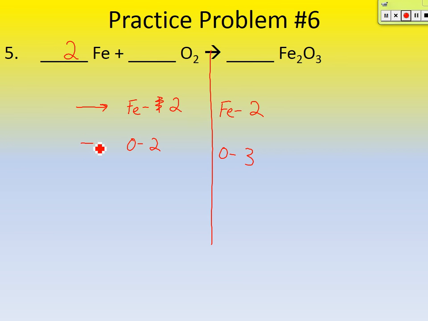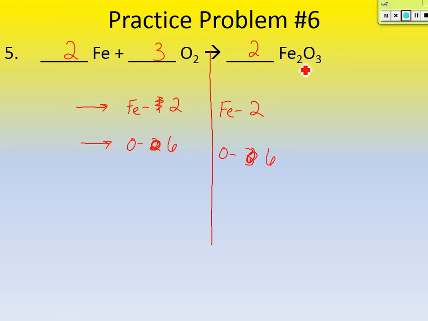Let's go to oxygens. Guys, are they balanced? No. 2 and 3 is not balanced. So what's, again, the lowest number that 2 and 3 will go into? 6. So let's try and get to 6 on the left side. How do I get to 6 here? If I put a 3, what's 3 times 2? That's 6. Now I need to get to 6 over here. What coefficient do I need right here in order to get to 6 oxygens? A 2, because 2 times 3 is 6.